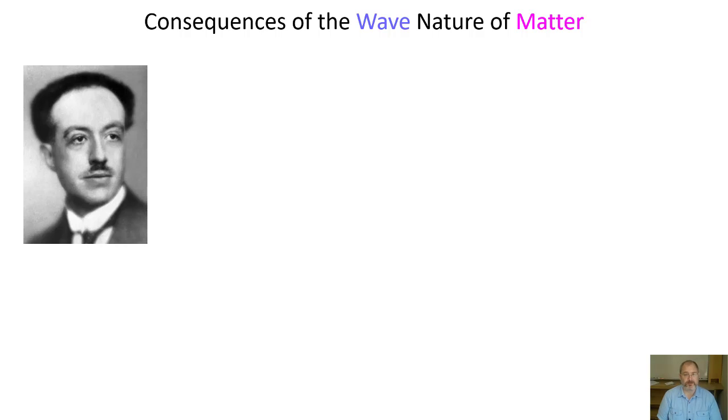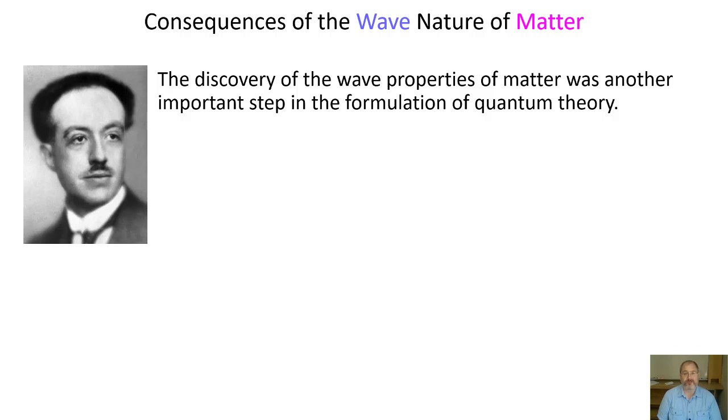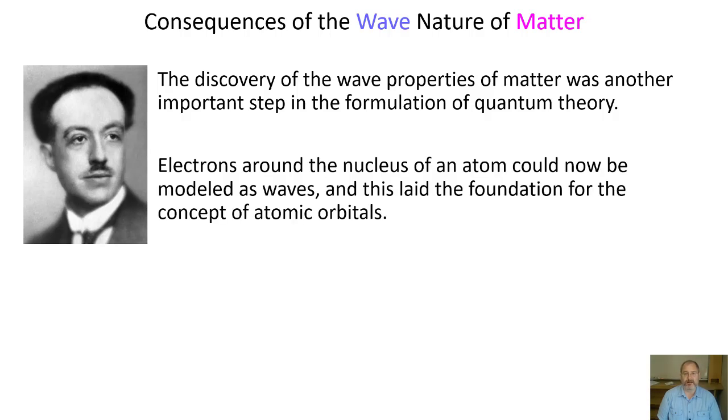Now, if we look at the consequences of the discovery of the wave properties of matter, we see that it was an important step in the formulation of quantum theory. Secondly, we're now able to think of particles in a totally new fashion and model them as waves. And so that allows us then to treat the electrons around the nucleus of an atom as being waves. And treating electrons as being waves then laid the foundation for a really important concept that we use in chemistry called atomic orbitals. In order for us to understand atomic orbitals, we have to be comfortable with the wave nature of electrons. But atomic orbitals is going to be the topic of another video, and so we'll get to that eventually.